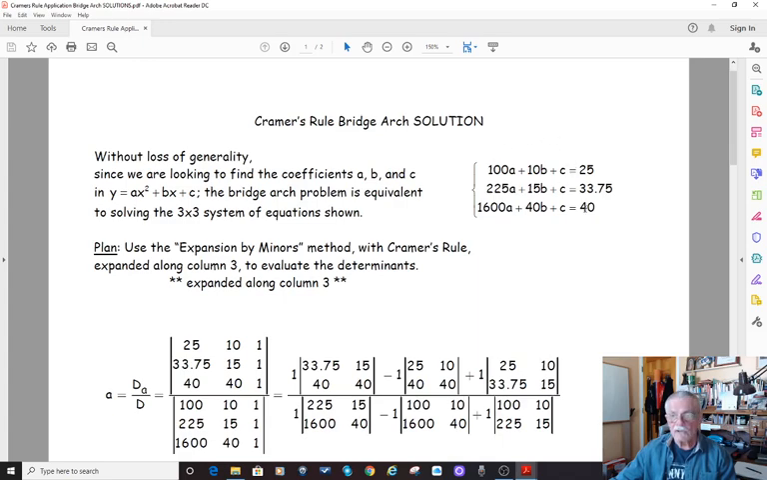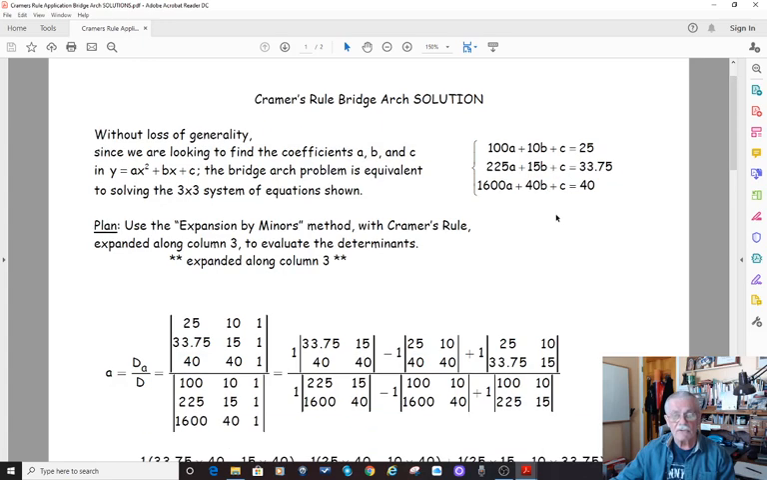So here's the plan. Here's our system of equations, right? This would be the x squared when x is 10. This is the x. 15 squared is 225, and this is your x, of course. When x is 40, 40 squared is 1600. So that's where these numbers come from.